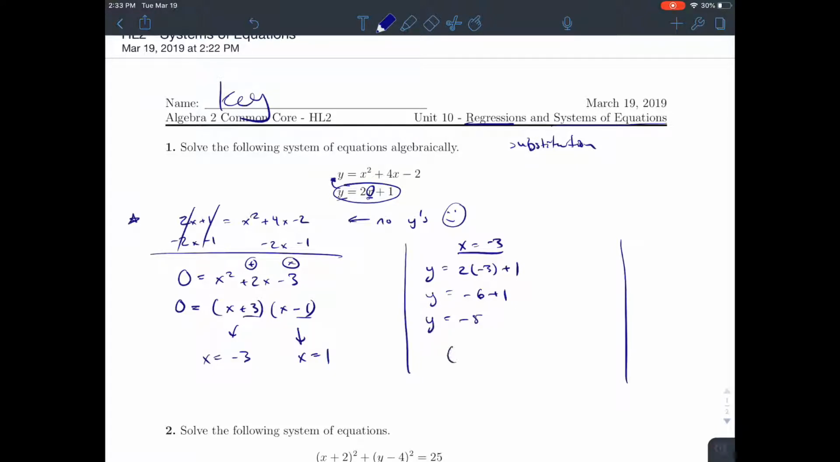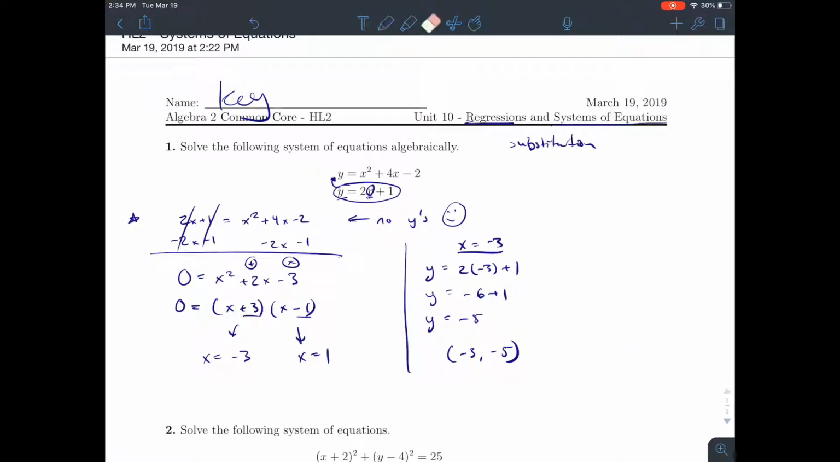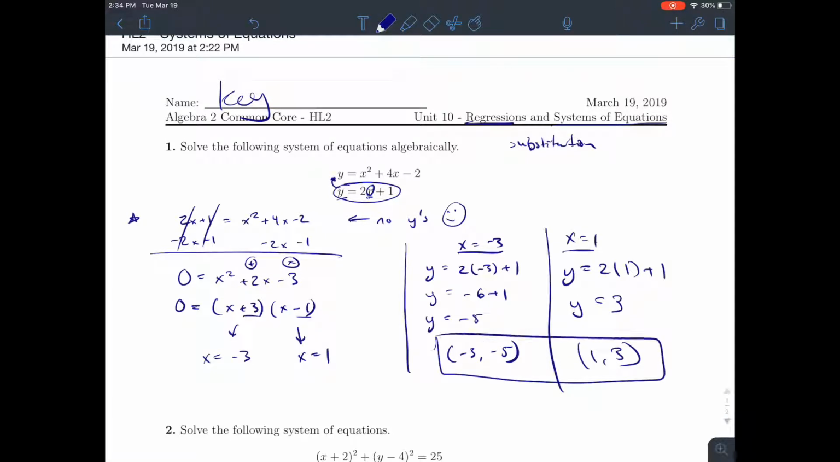But the final solution for this set will be this point and the point that we get from x equals 1. So let me erase this line and move that over a little bit. From x equals 1, we're going to get, let's see, y equals, substitute 1 in for x here, 2 times 1 plus 1, y equals 3. So we have our two solutions right there.